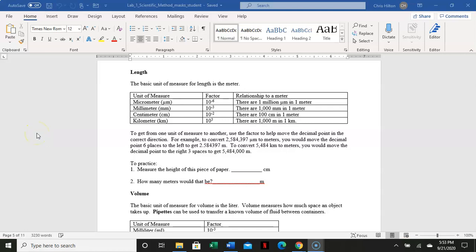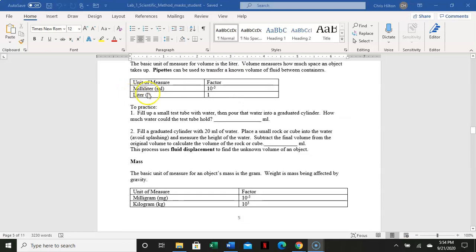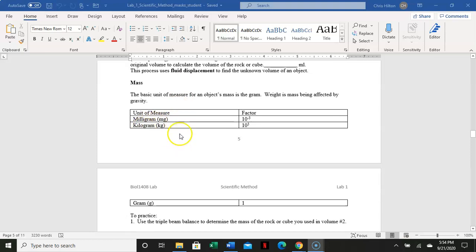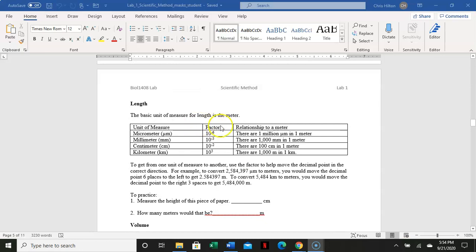Hello class, this will be a pretty short video on converting metric units. The first thing we need to know is the prefixes: micro, milli, centi, kilo. Milli again for volume, milli, kilo for mass. And we need to know the factors.